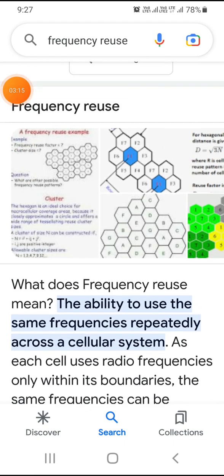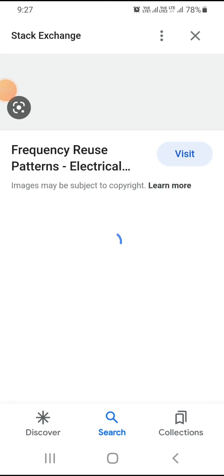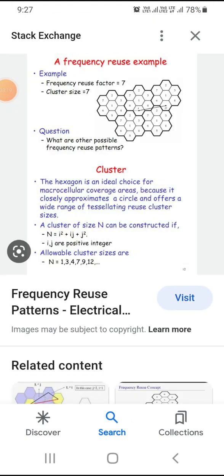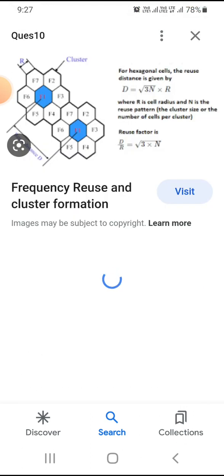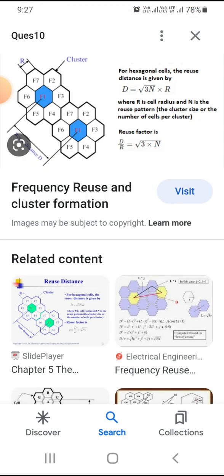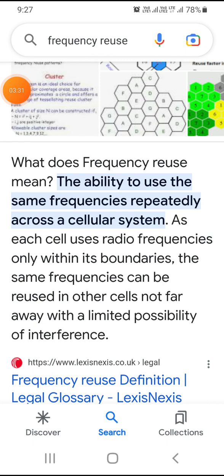What does frequency reuse mean? You can see this diagram: frequency reuse factor, cluster size, and then the cluster. This is the frequency reuse, and it is related to the cluster and other factors.